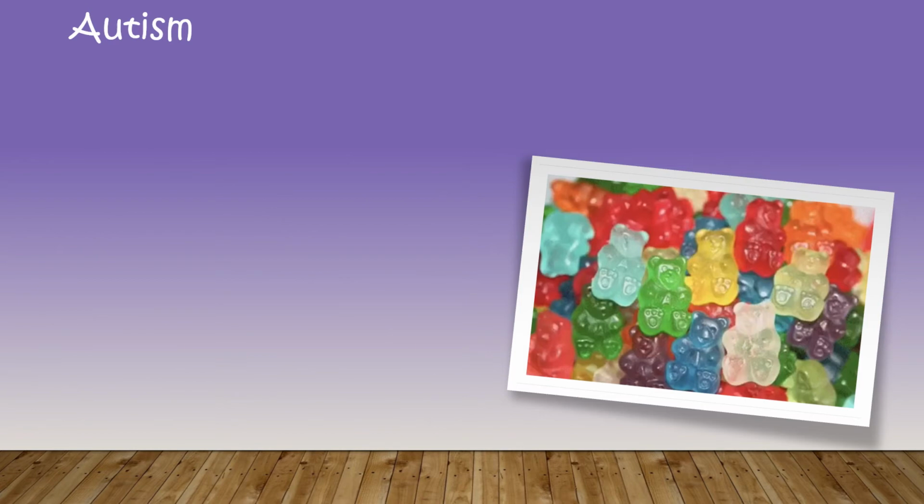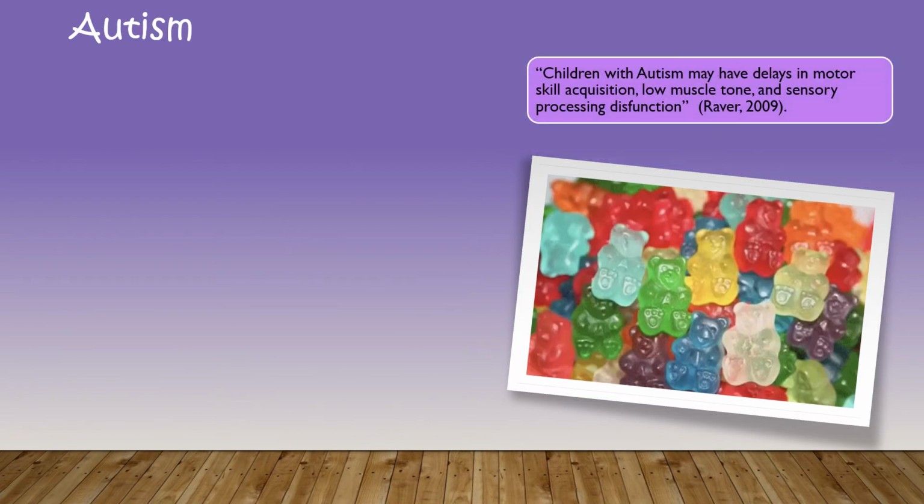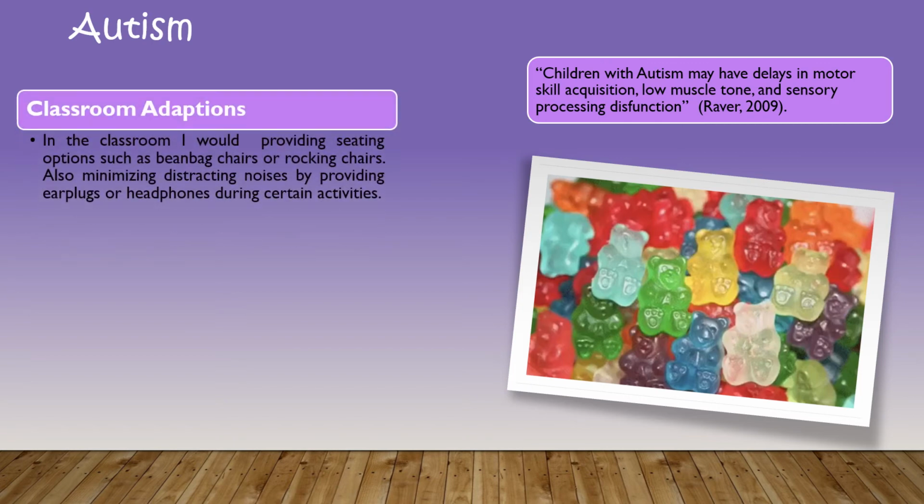The second disability I will focus on is autism. Children with autism may have delays in motor skills acquisitions, low muscle tone, and sensory processing dysfunction. That is from Raver 2009. Classroom adaptations. In the classroom, I will provide seating options such as comfortable beanbag chairs or rocking chairs for our repeated movement children. Also, I will minimize distracting noises by providing earplugs or headphones during certain activities.